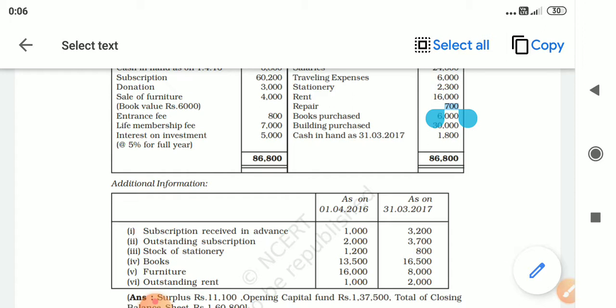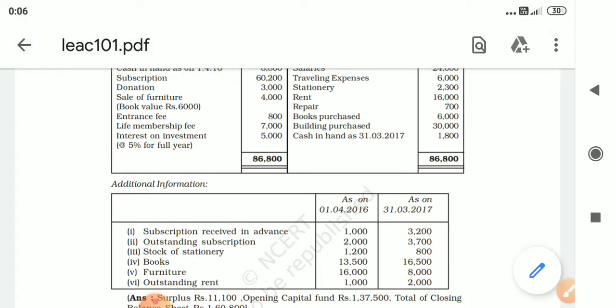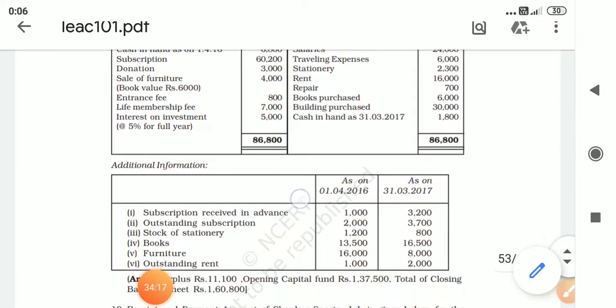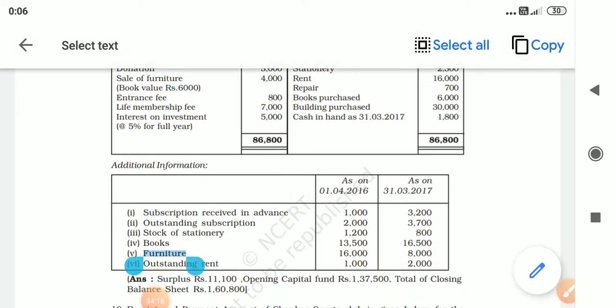Now, if you see here, you have books opening balance as well as closing balance. Then you have furniture opening balance as well as closing balance. So what can we take as the balancing figure? The balancing figure is actually depreciation.